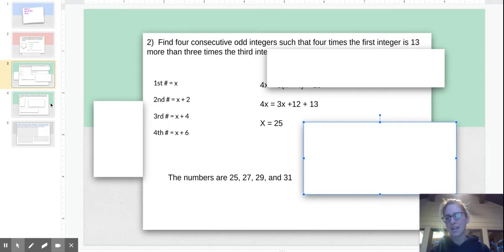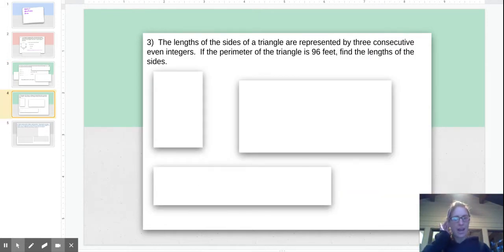All right, slide 4, number 3. Now I have basically the first 2 problems combined. So this is different. This is new. We haven't seen a problem like this before.